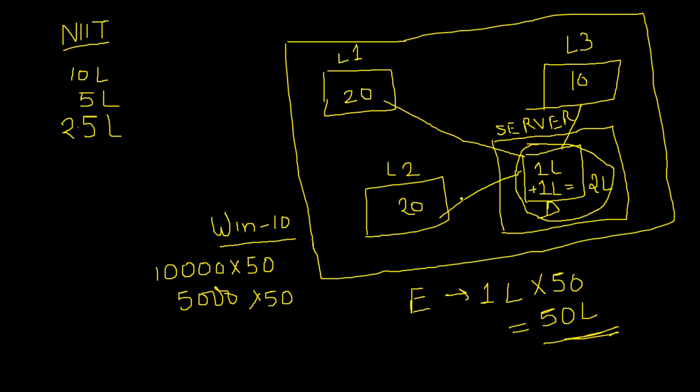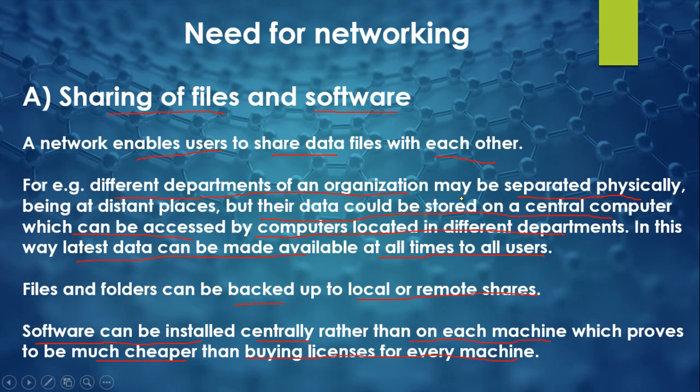So I hope you understand what I want to tell you with this example, that software can be installed centrally. So you can see that all those software are installed on the server computer rather than on each machine, which proves to be much cheaper than buying a license for every machine. As I told you, if you buy all the original software for each and every machine, then he has to pay around 50 lakhs.